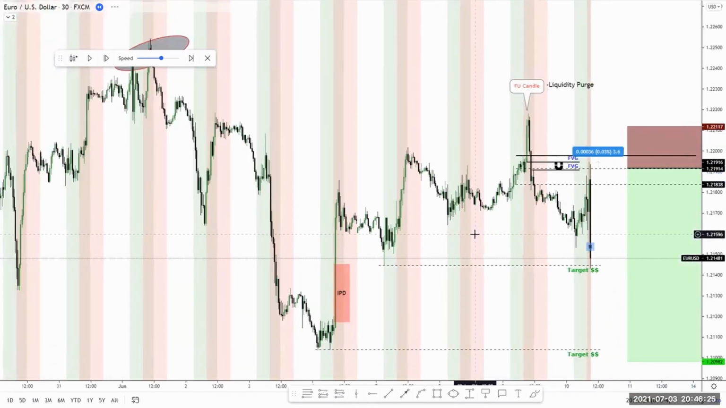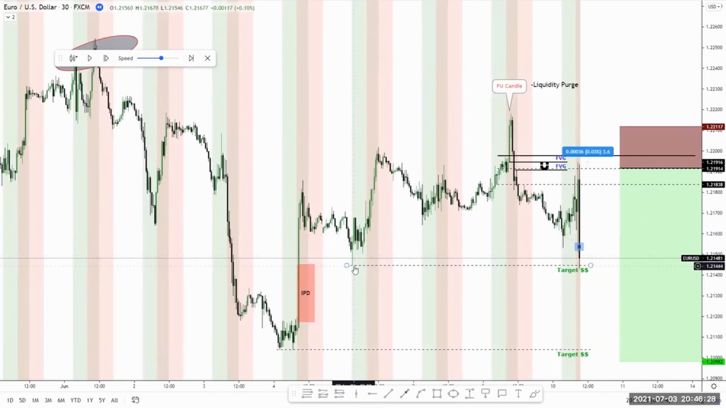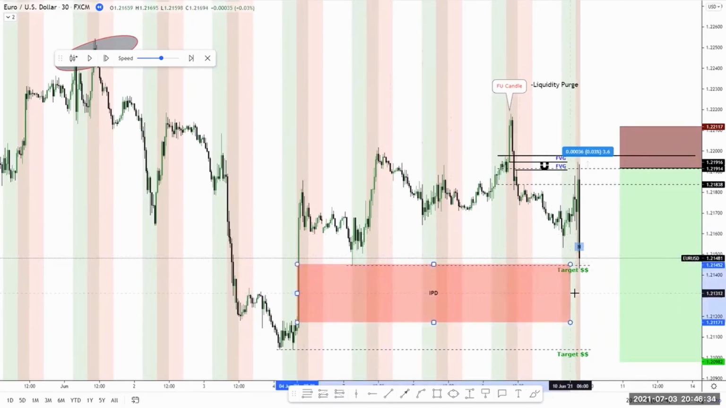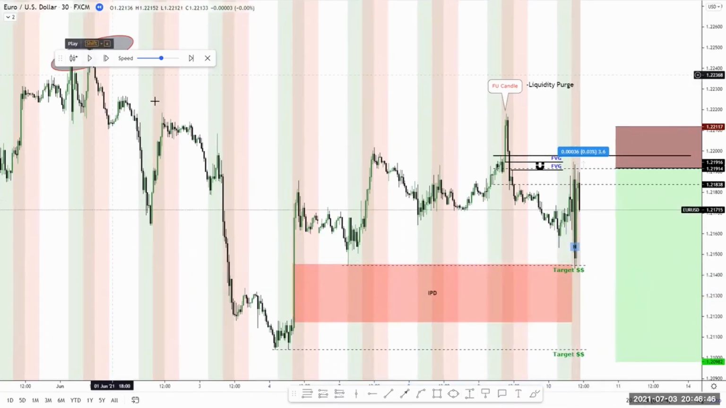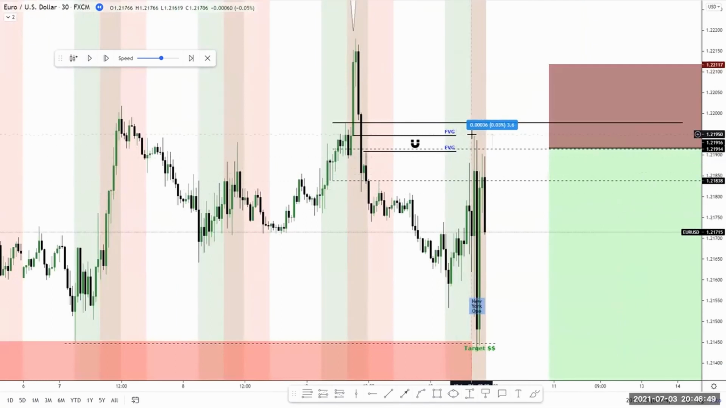Now watch how our targets are hit. Target 1 smashed. Okay. All of this imbalance right here needs to be filled. Let's play it out. Okay, what do we see right here? We got triggered in and price jammed down tremendously and went straight back up.